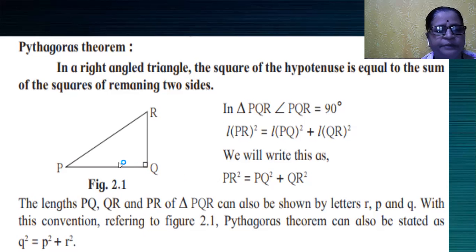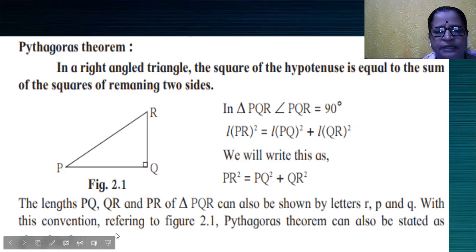If we denote PQ as R, QR as P and PR as Q, then it will become Q square is equal to P square plus R square. Here we have studied Q square is equal to P square plus R square.